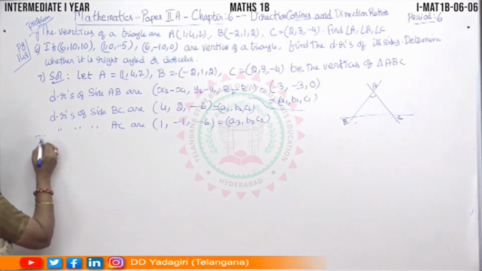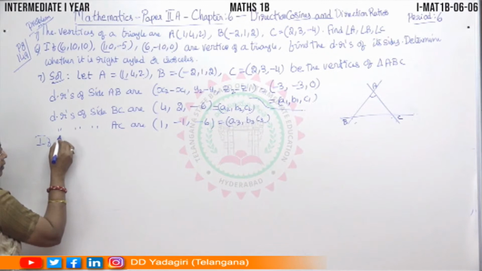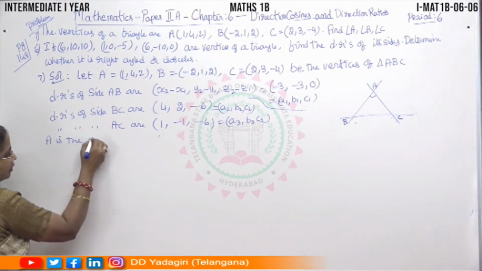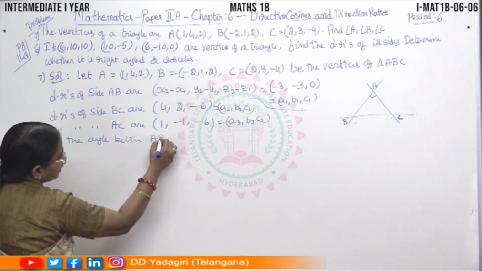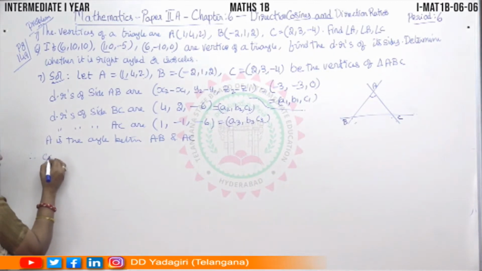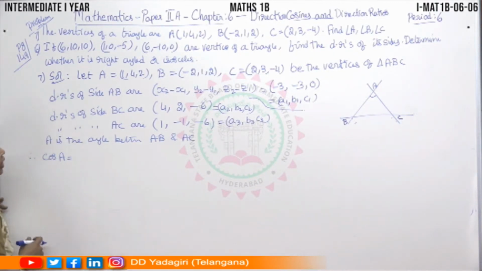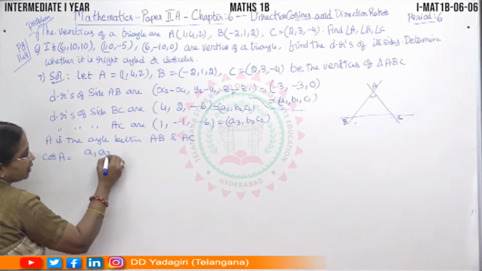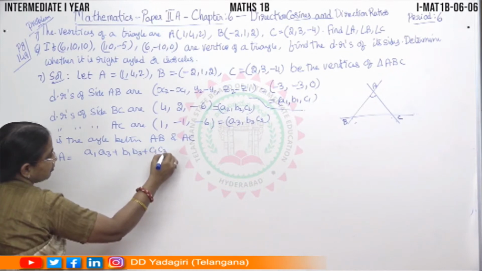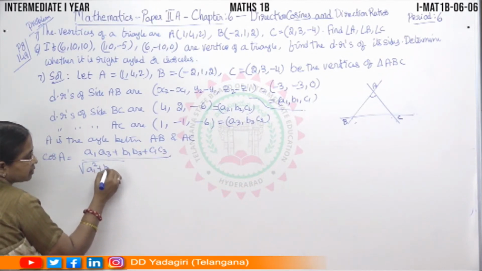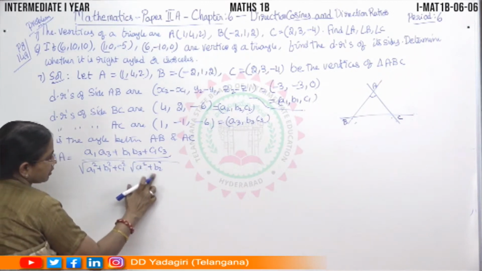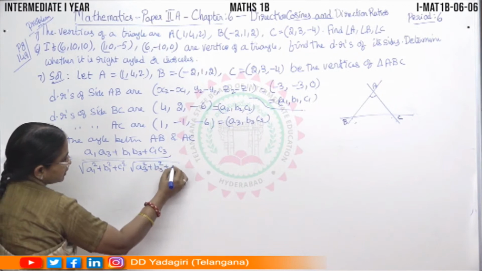Now, A is the angle between AB and AC. Therefore cos A is equal to, with direction ratios of AB a1, b1, c1 and direction ratios of AC a3, b3, c3, a1 a3 plus b1 b3 plus c1 c3 by root of a1 square plus b1 square plus c1 square into root of a3 square plus b3 square plus c3 square.